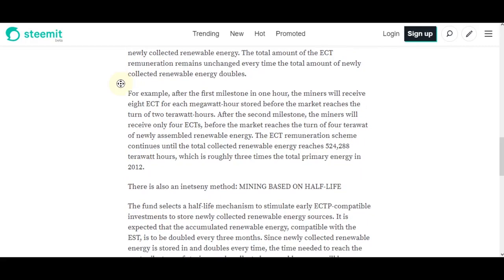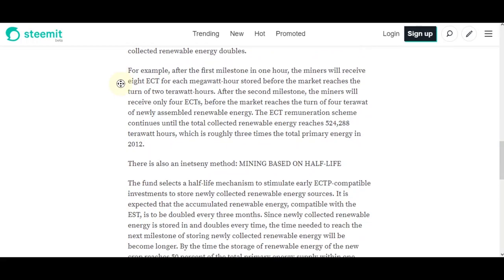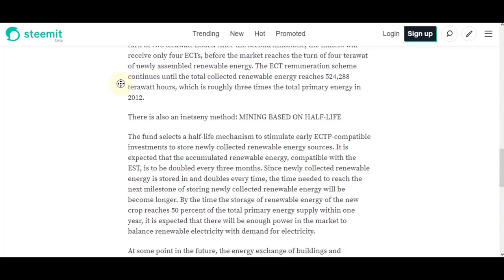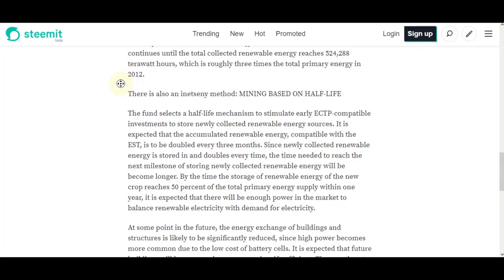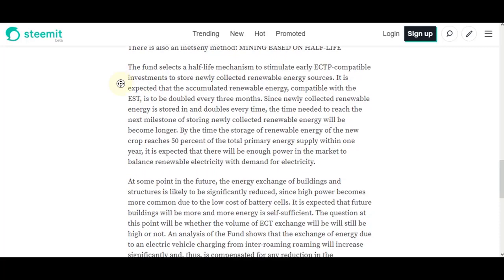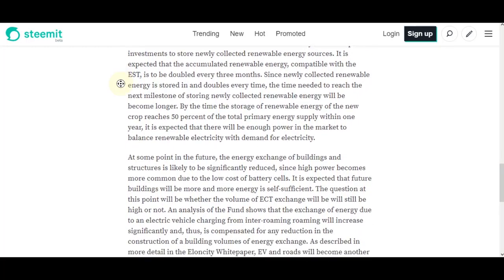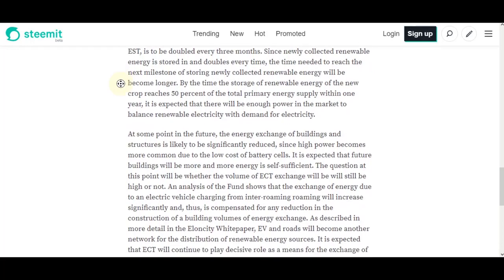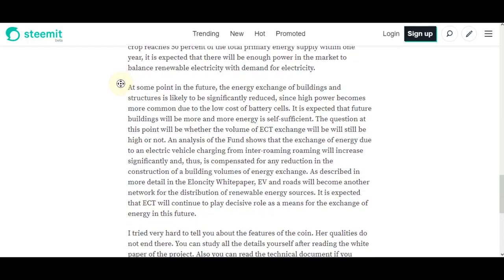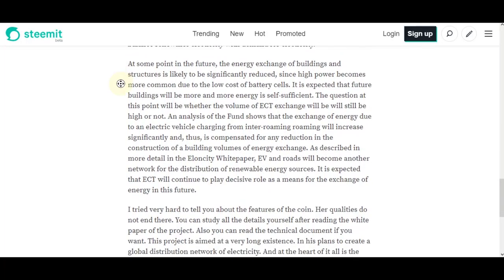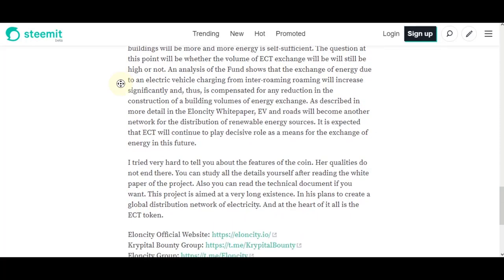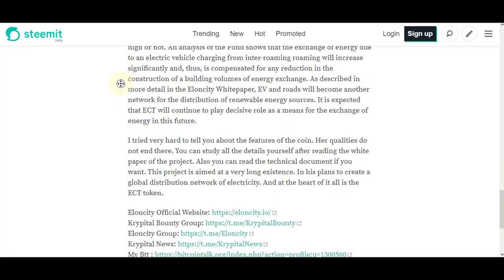The ECT remuneration scheme continues until the total collected renewable energy reaches 524,288 terawatt-hours. There is also an Eloncity method: mining based on half-life. The fund selects a half-life mechanism to stimulate early ECTP-compatible investments to store newly collected renewable energy. It is expected that the accumulated renewable energy, compatible with the ECTP, will double every 3 months. Since newly collected renewable energy is stored and doubles every time, the time needed to reach the next milestone of storing newly collected renewable energy will become longer.